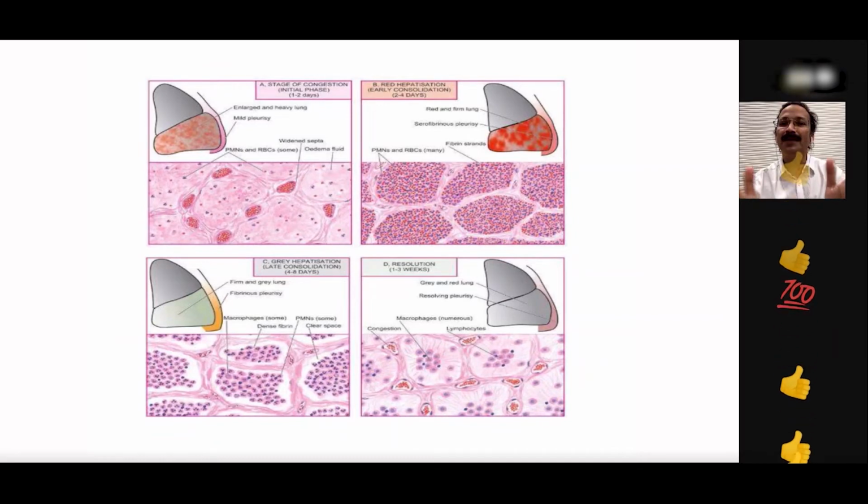Dr. Aman Raja is saying, I also don't like histology. So I think our interests match in that respect, but we need to learn this part of histology because I am trying to explain to you as much as possible. So the red hepatization stage is where you are going to intervene, you are going to treat.